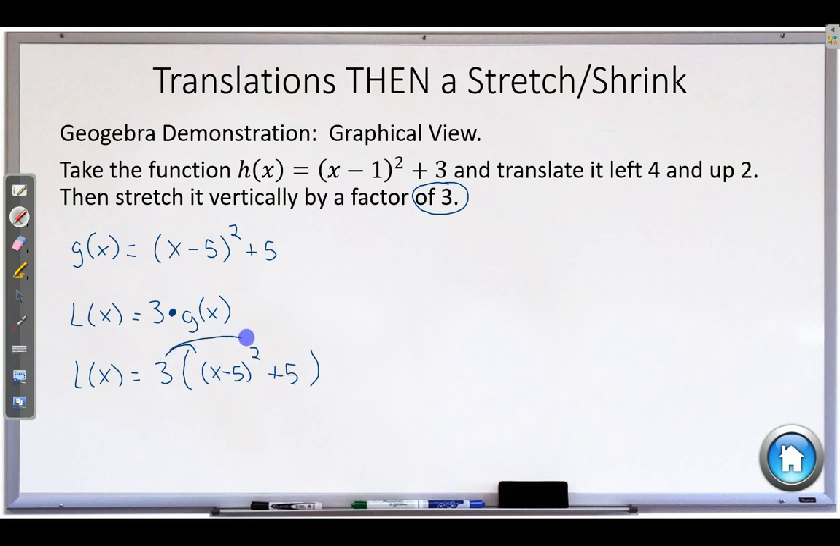So the 3 multiplies all of it. We then distribute it in so that L of x is equal to, the 3 is now in front. I'm guessing you predicted that, but it also multiplies the 5. And so this equation is now all the way up at 15 for the vertex. And that's the key here. It's very tempting just to put this 3 here when you stretch by 3. But if you have a translation already, it does need to distribute to that k value and change the vertex.